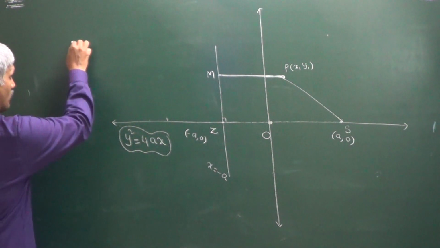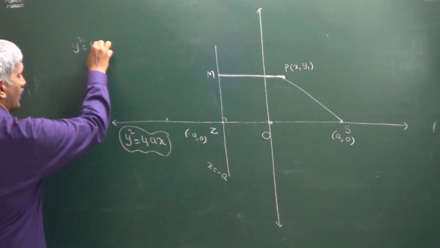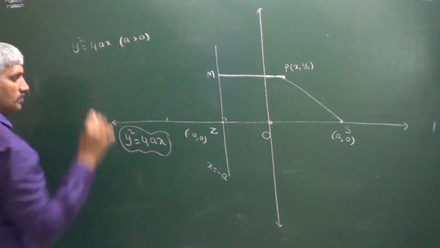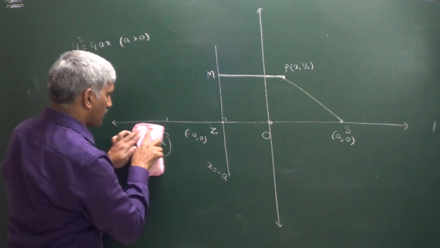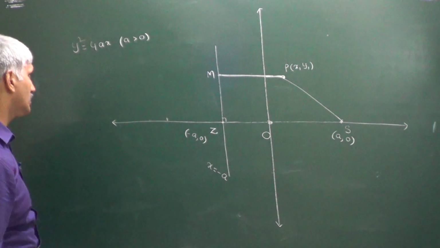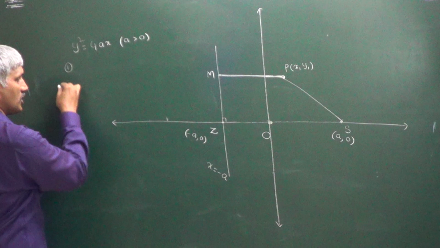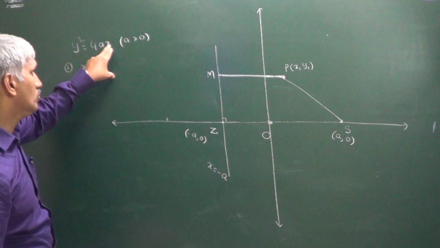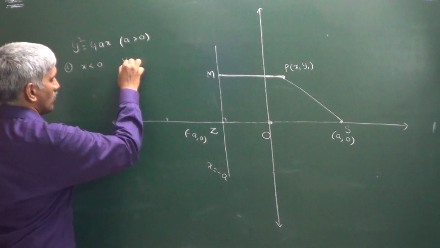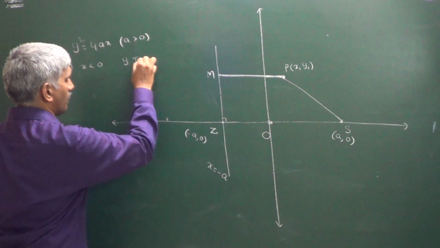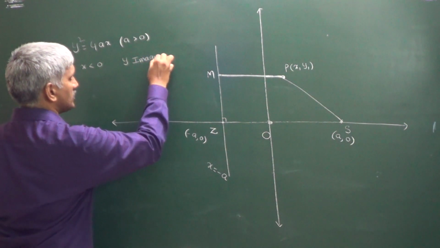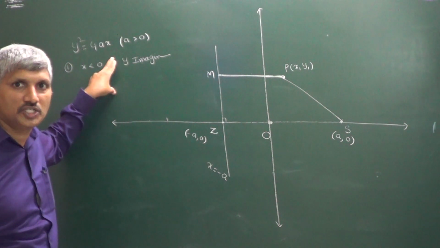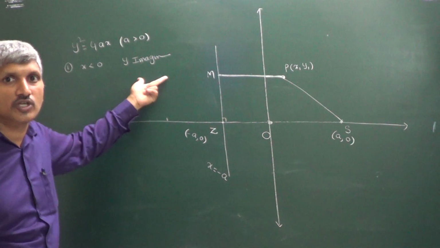You see, y square is equal to 4ax is the standard equation of a parabola where a is greater than 0, right? The first point I am discussing here is if x is less than 0, then you will get y values as imaginary. The reason is whenever x values are negative, y square becomes negative. Y square becoming negative means the values of y are imaginary.